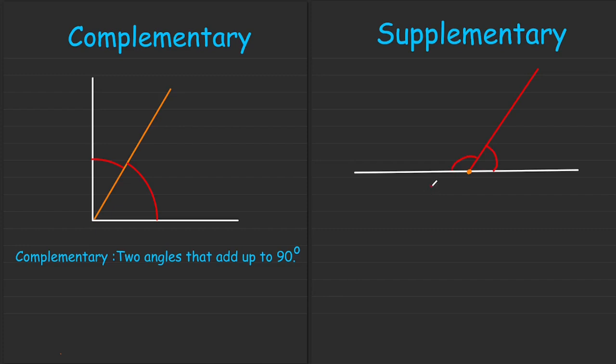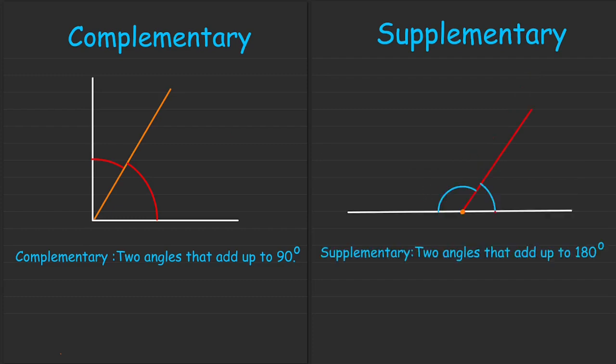Now, since they form a straight line, we say they are supplementary. Hence, what are supplementary angles? So to define supplementary angle, we simply say two angles that add up to what? 180. And that is it. So two angles whose sum is 180 are supplementary angles, and hence they form a straight line.